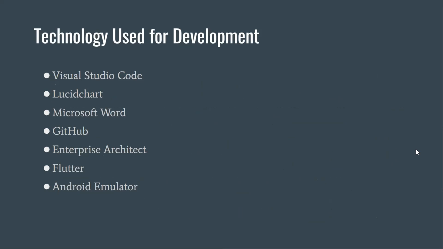So for the technology used in the development of Futbook, we use Visual Studio Code, Lucidchart, Word, GitHub, Enterprise Architect, Flutter, and Android emulator, as it's designed to be a mobile application.